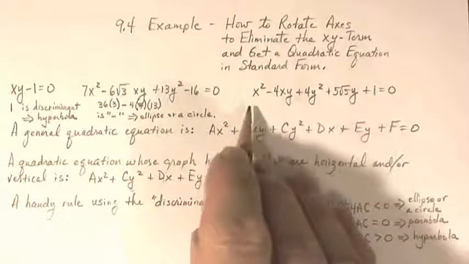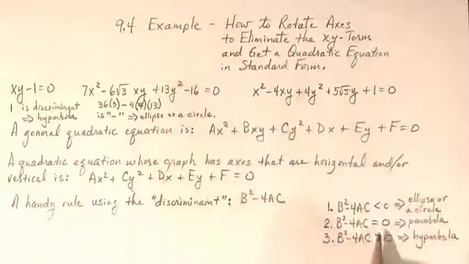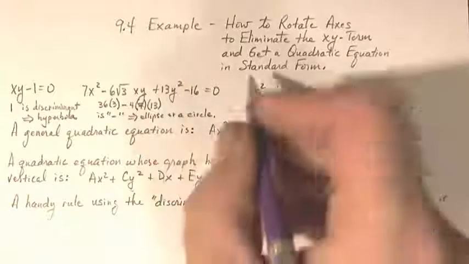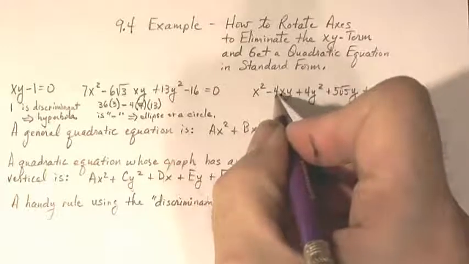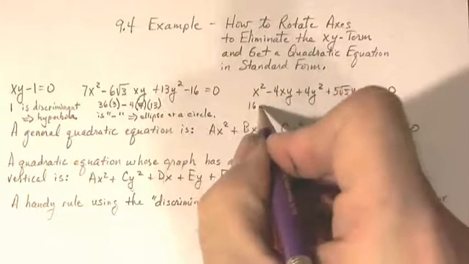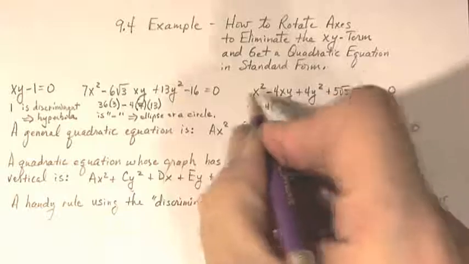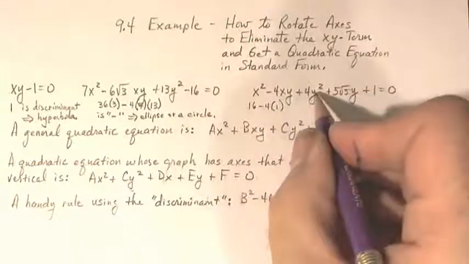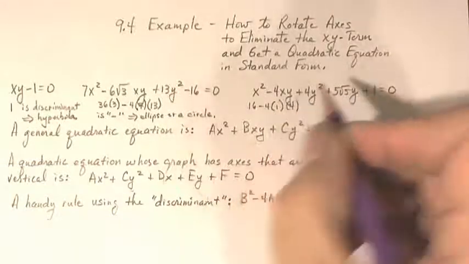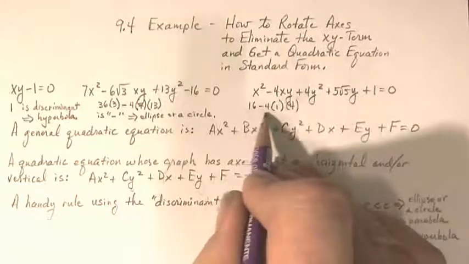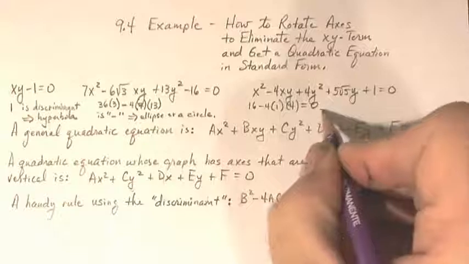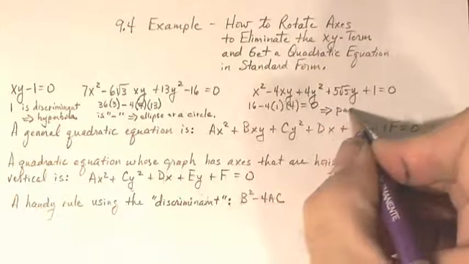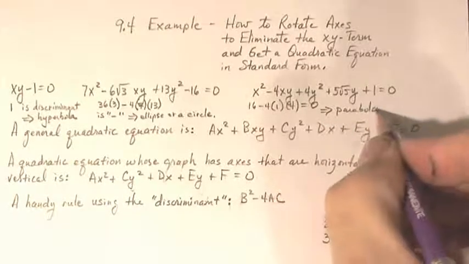Now, the last one, let's start with the B again. The B is negative 4 squared, which is 16, minus 4. The A is 1, and the C is 4. Now 16 minus 16 is 0. This is implying that this one is a parabola.